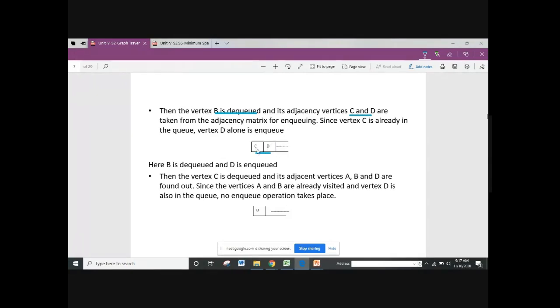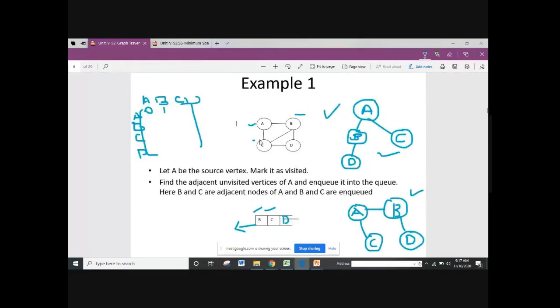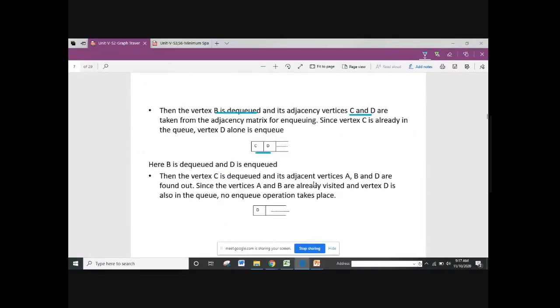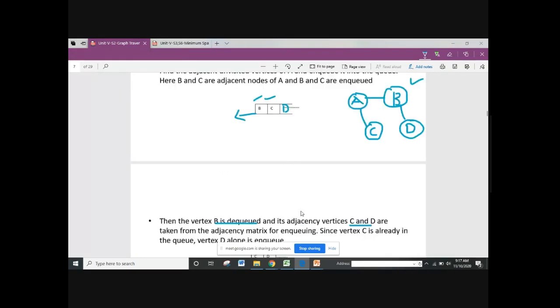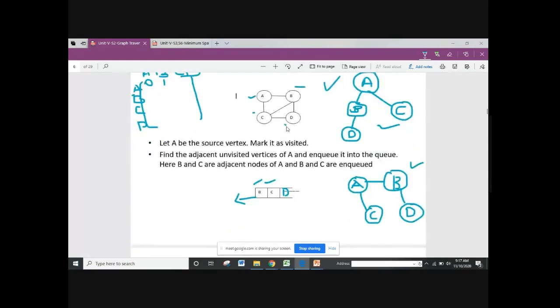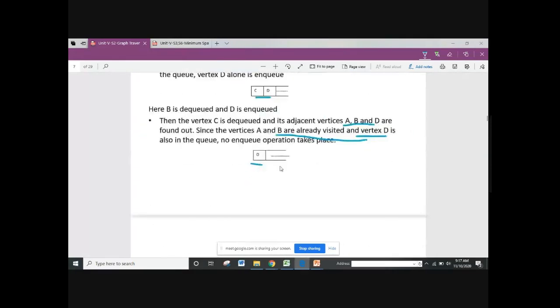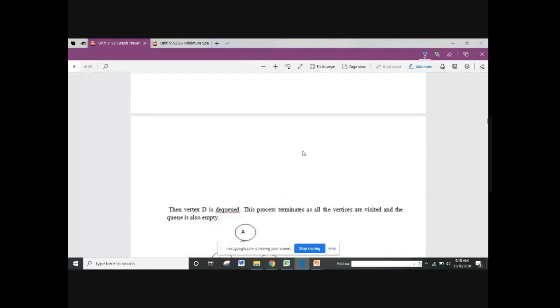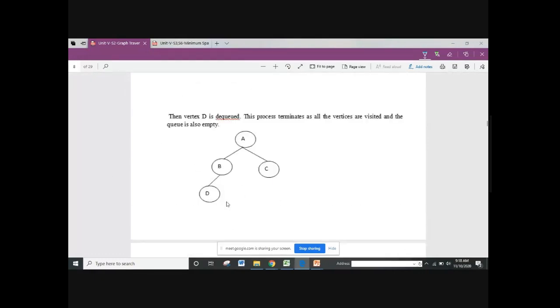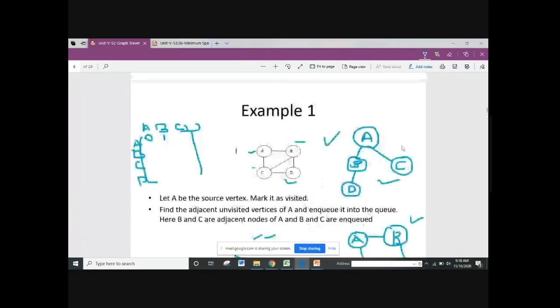Now next, C is in the queue. Once again, when C is there, I will look into the diagram. C's adjacent vertices are A, B and D. But A and B are visited and D is already in the queue, so there is no need for an enqueue operation. So now C is also taken out. Now again D is the only one left. Until your queue becomes empty, you have to take all of these one by one. So this is the diagram which I have drawn here.